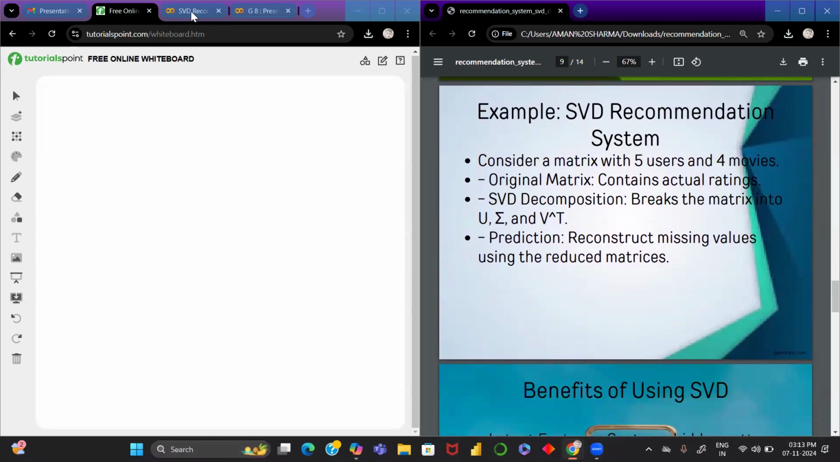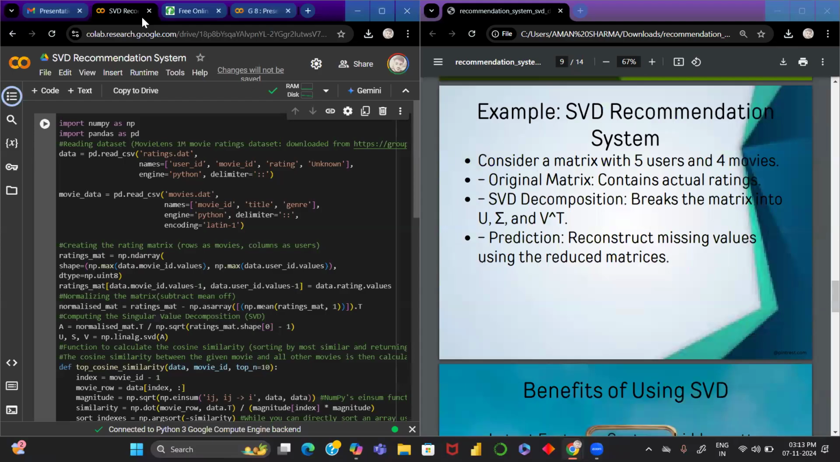So the code. Try to give it an example. It's an interesting example. Can you explain the experiment?